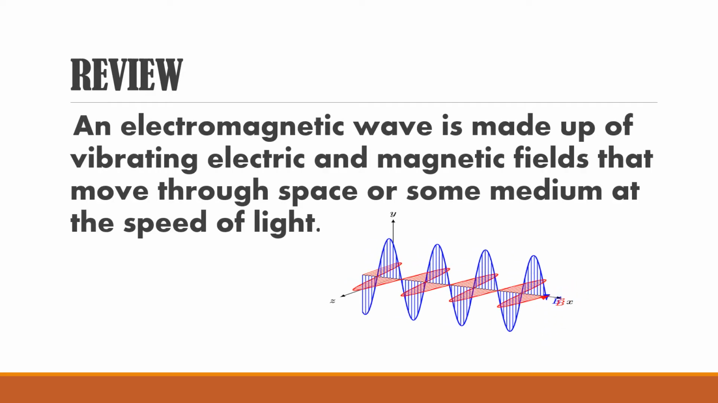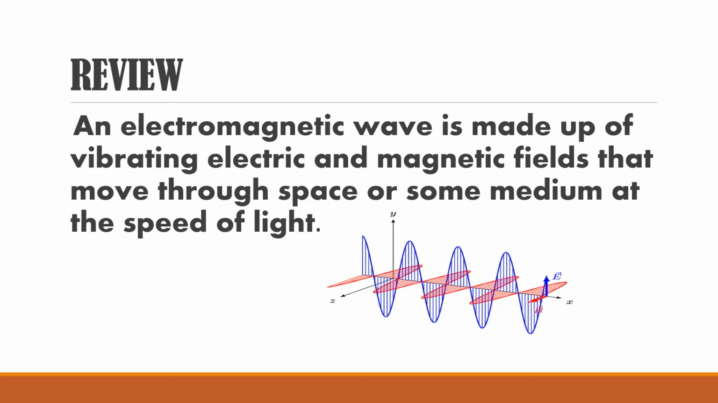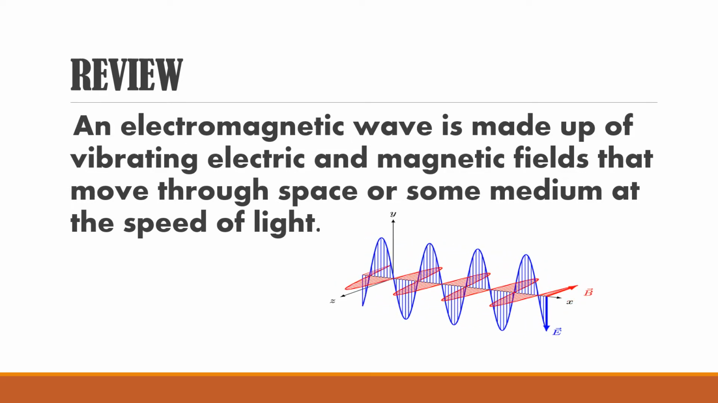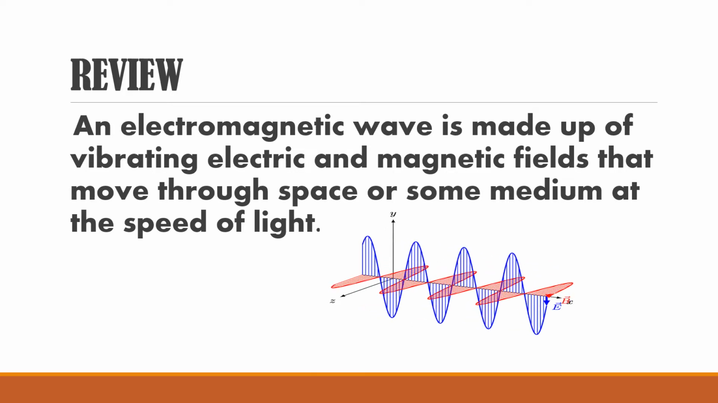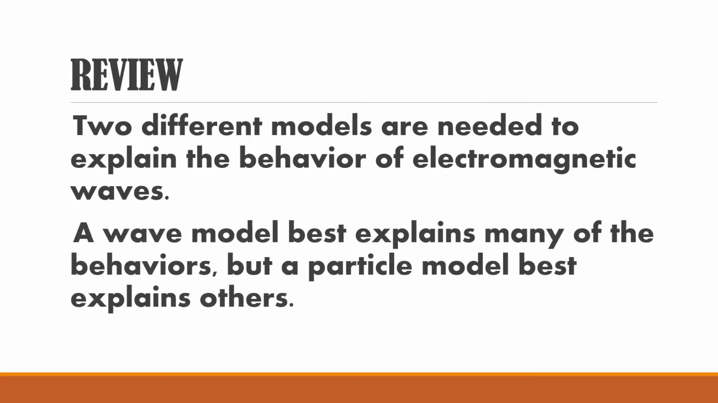You were able to learn also that an electromagnetic wave is made up of vibrating electric and magnetic fields that move through space or some medium at the speed of light. Last week, we were able to discuss also that two different models are needed to explain the behavior of electromagnetic waves. A wave model best explains many of the behaviors, but a particle model best explains others.